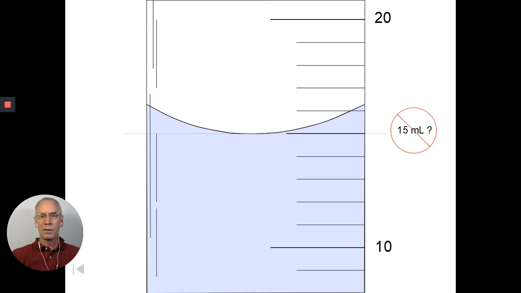And this is what I started with, saying students think they know how to make a measurement, but they really don't. So instead, we would write that as 15.0 milliliters, or if we wanted to put that in scientific notation, we could write 1.50 times 10 to the first milliliters. Again, in scientific notation, all three numbers in front are significant.